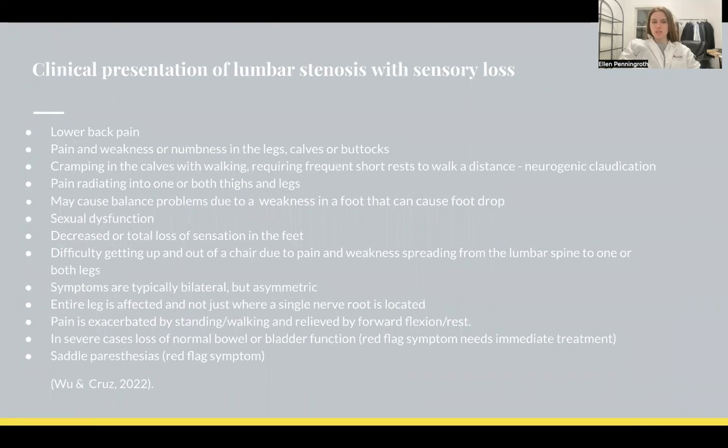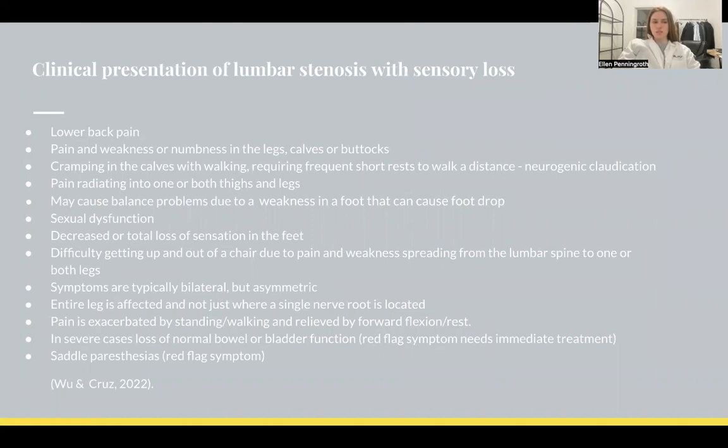They might have balance issues due to weakness in the foot. They may have sexual dysfunction, decreased or total loss of sensation in the feet. They might have difficulty getting up and out of a chair due to pain and weakness spreading from the spine to one or both legs.